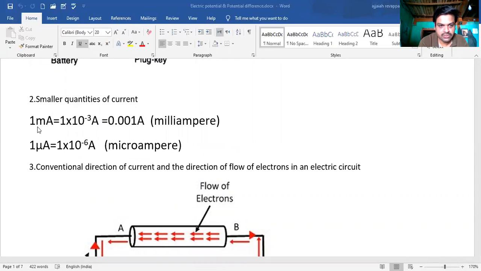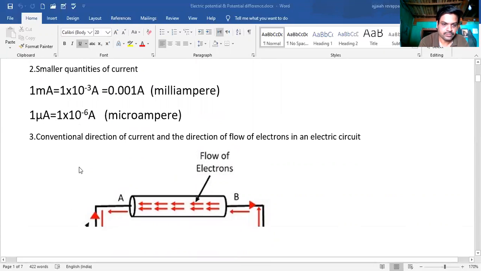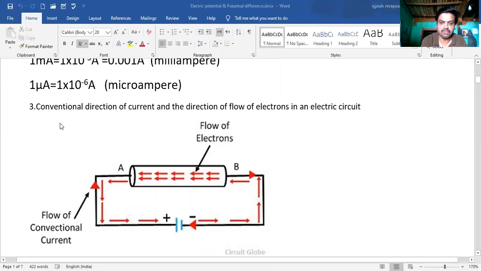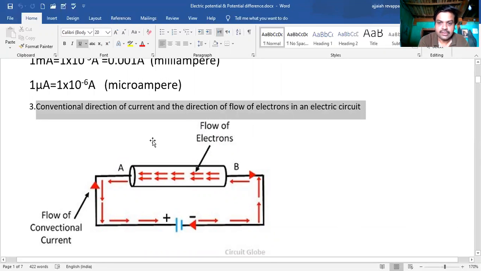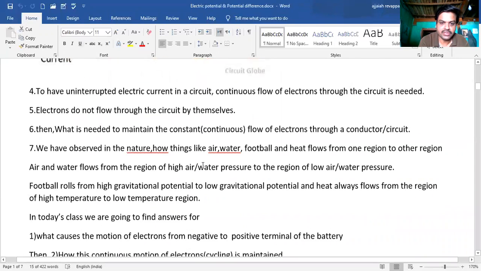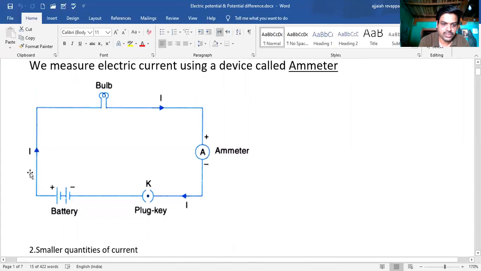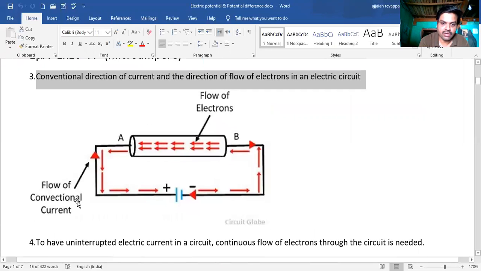The first quantity is 1 milliampere, and the second one is 1 microampere. Next, another important concept we learned yesterday is the conventional direction of current and the direction of flow of electrons in the circuit. The conventional direction of current is always from the positive terminal to the negative terminal of the battery or cell. But the direction of flow of electrons is always from the negative terminal of the cell to the positive terminal, opposite to the conventional direction of current.